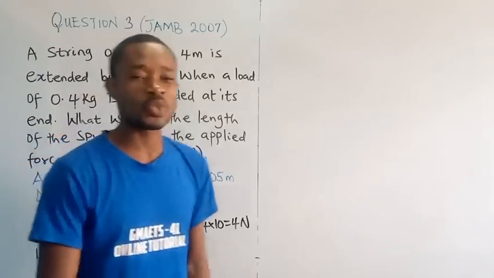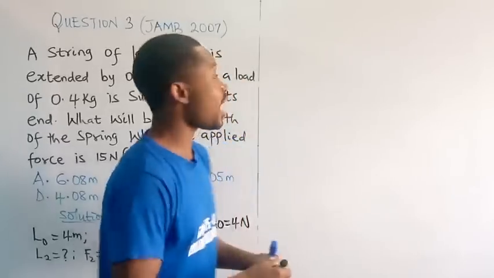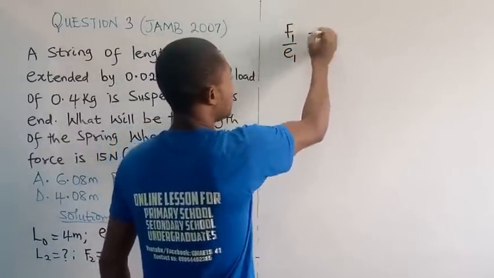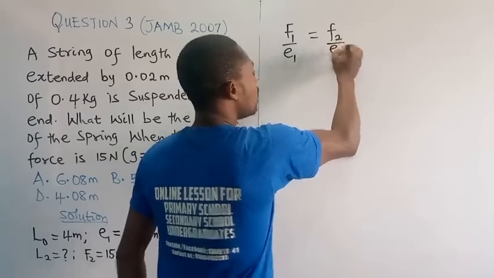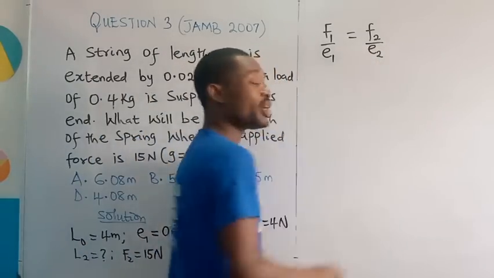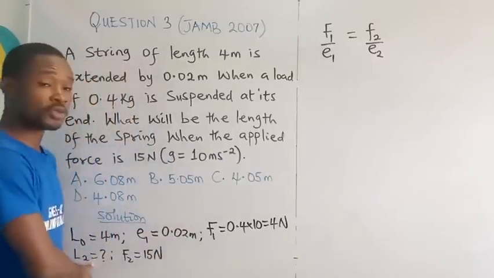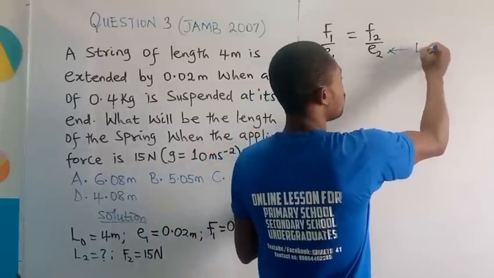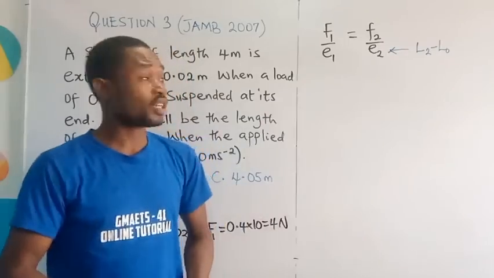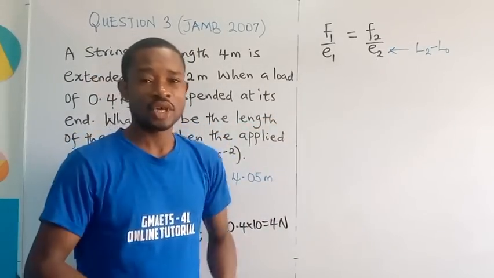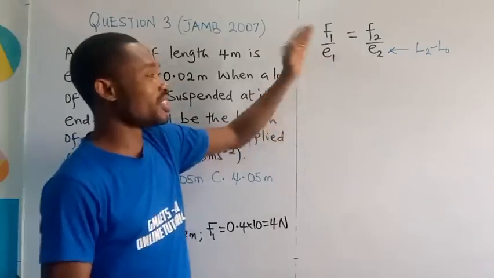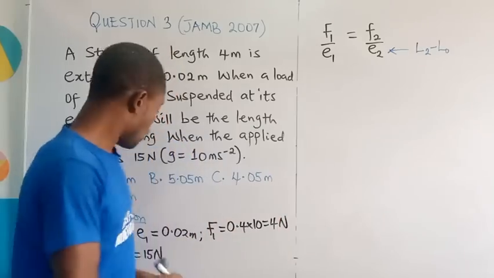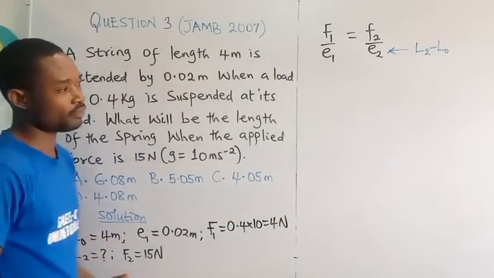Now from our part 1 class on Hooke's law of elasticity, I established that we can write an equation in this form: F1 over E1 equals F2 over E2. In this E2, we were not given extension 2. What we're asked to find is L2. But we know that extension 2 can be established to be L2 minus L0. That is how we actually got this extension 2. Are you following? That's the second extension, which we are asked to find. So what we are going to do using this formula is get E2 simply. And once we get E2, we make it equal to L2 minus L0. We know our L0, the original length of the spring.